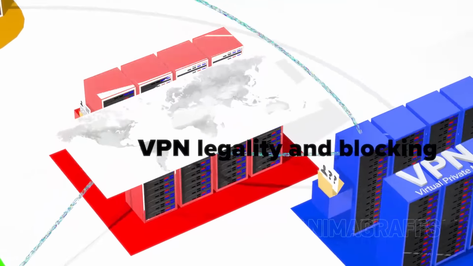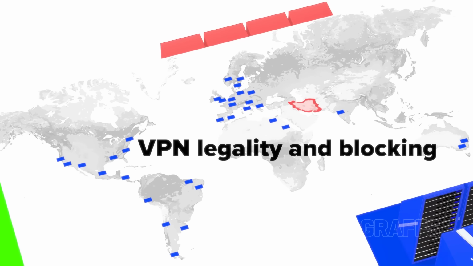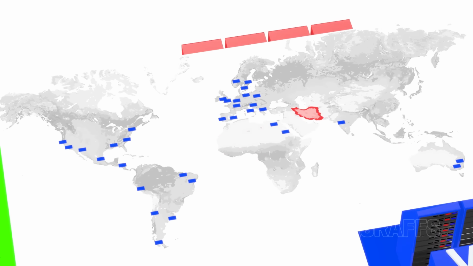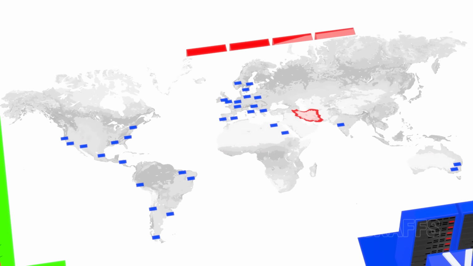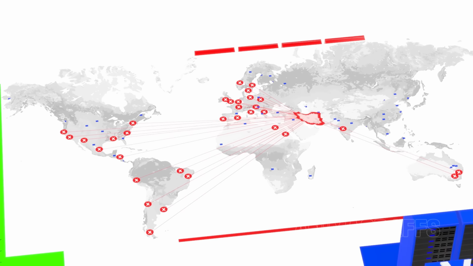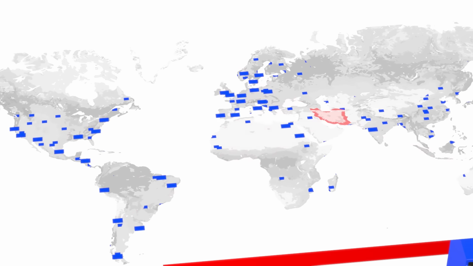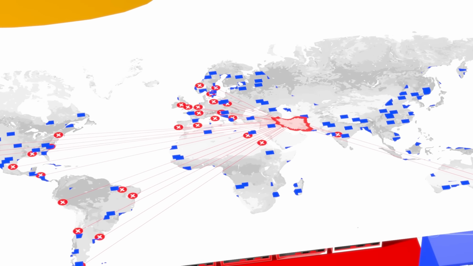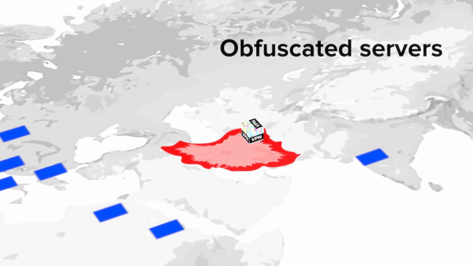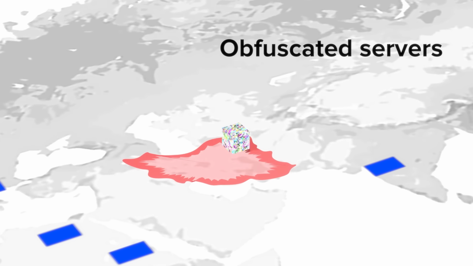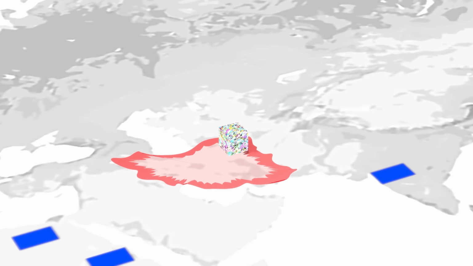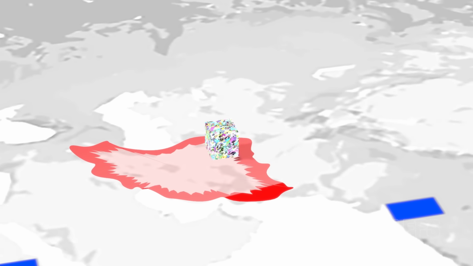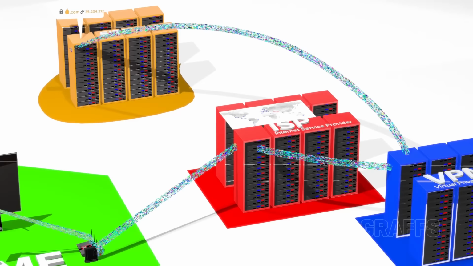VPN Legality and Blocking. In some countries, even using a VPN at all is illegal, and they may go to great lengths to block entire ranges of VPN IP addresses. Going with a VPN that has lots of available servers that are updated regularly might help stay ahead of things here. Some VPNs offer obfuscated servers that further remove identifying info from packets, so the data is less likely to be identified as VPN traffic, but at a possible cost in performance.